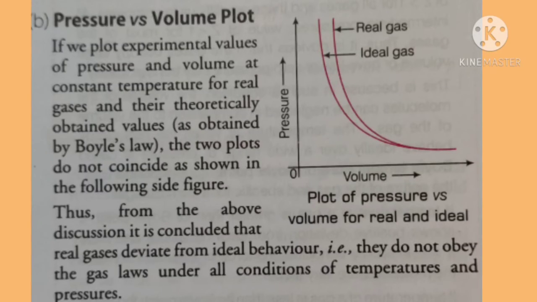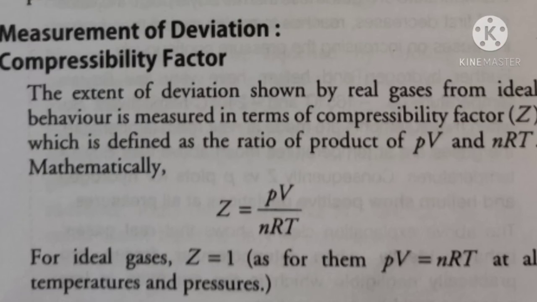Thus from the above discussion, it is concluded that real gases deviate from ideal behavior, that is, they do not obey the gas laws under all conditions of temperature and pressure. The measurement of deviation: compressibility factor.